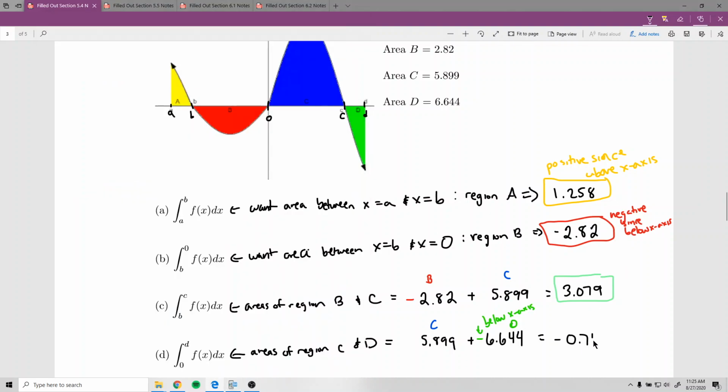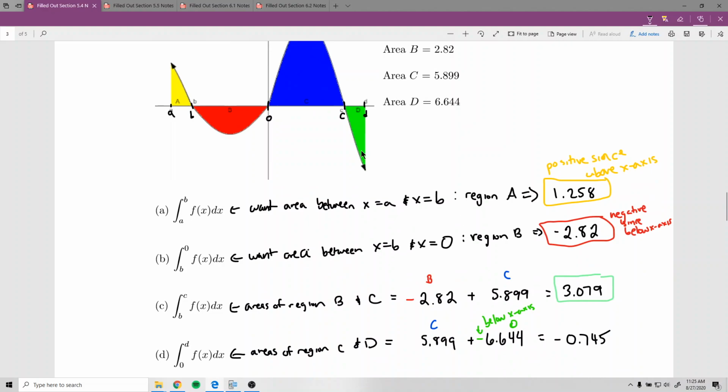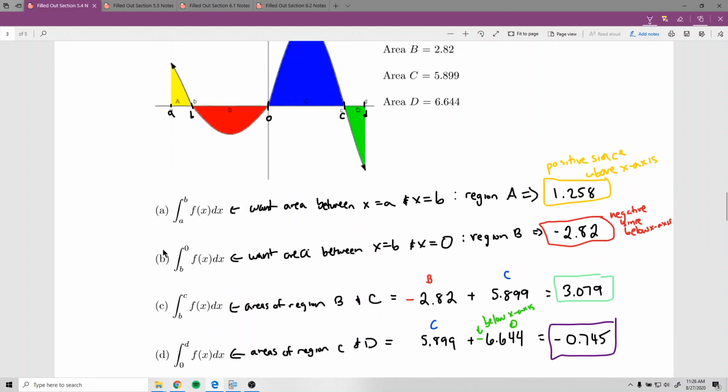All right, so once again, it's not necessarily drawn to scale. Certainly region C looks a lot bigger than region D, but because of the numbers they gave us, it turned out to be negative, and that's all right. All right, but very important, once again, definite integrals are a lot like area, but it can be negative because if it's below the x-axis more than above the x-axis, it's going to be negative.